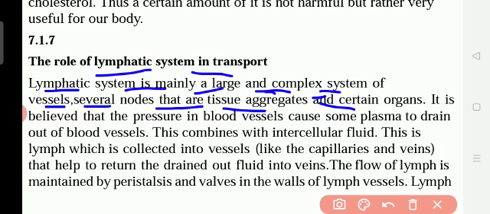Vessels do not mean dishes. They are like white blood cells, like that. So vessels, and several nodes. Nodes means there are some nodes along the vessels.